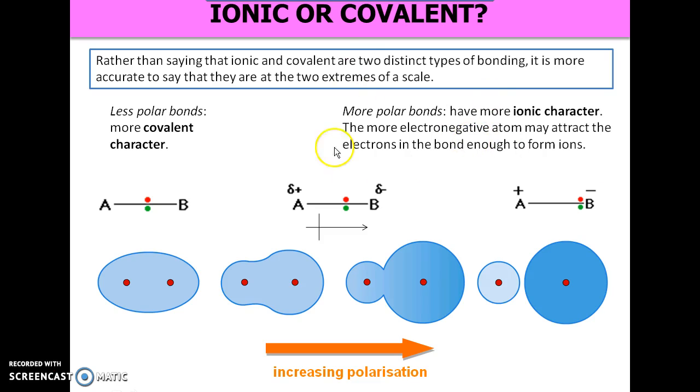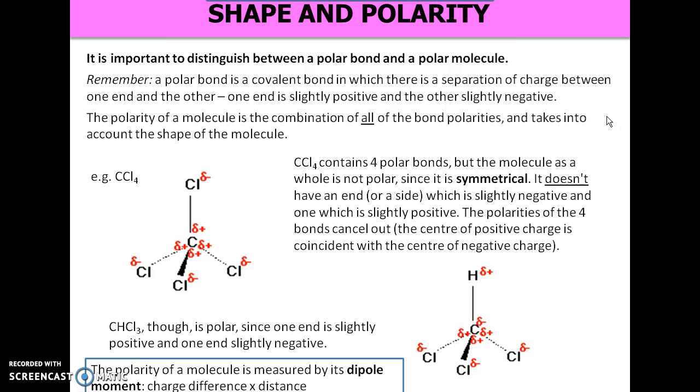So now we can work out whether a bond is going to be polar in a molecule. You simply need to know the electronegativity values. The more electronegative element adopts a delta minus charge, the more electropositive one adopts a delta plus charge. And unless they've got exactly the same electronegativity, the bond will be polar to some extent. Now that doesn't necessarily mean that a molecule that contains polar bonds will be polar. And it's important to distinguish between polar bonds and polar molecules.